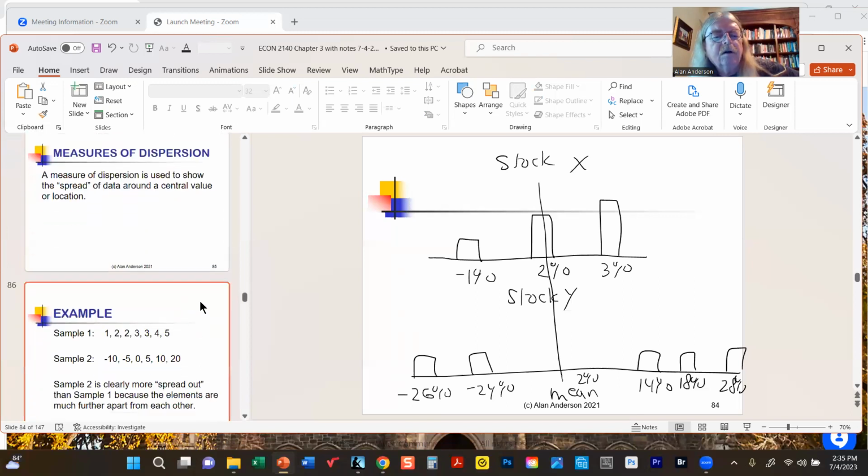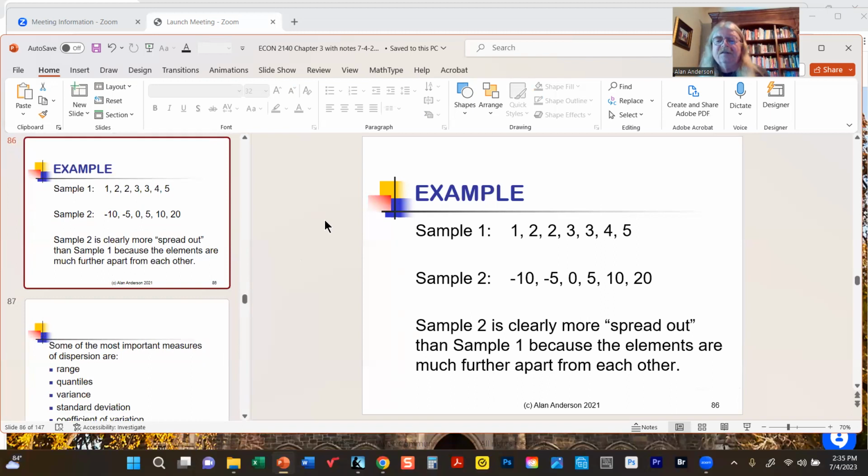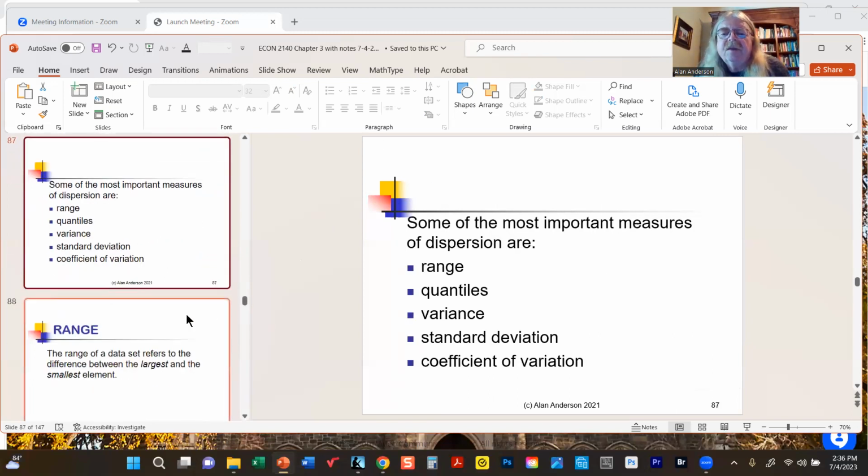Here's another example that I thought of. Look at these two samples. These could be anything. They're not necessarily stocks. But the idea here is that sample 2 is very spread out from the center compared to sample 1. So the measures that we'll be considering here to measure dispersion are the following. We have the range, we have quantiles, we have variance, standard deviation, and coefficient of variation.